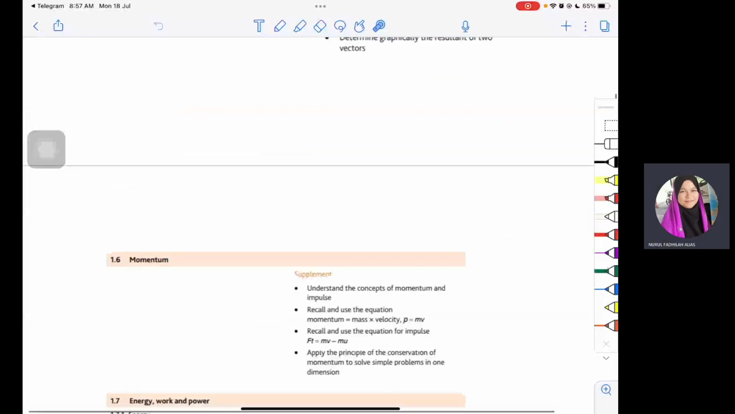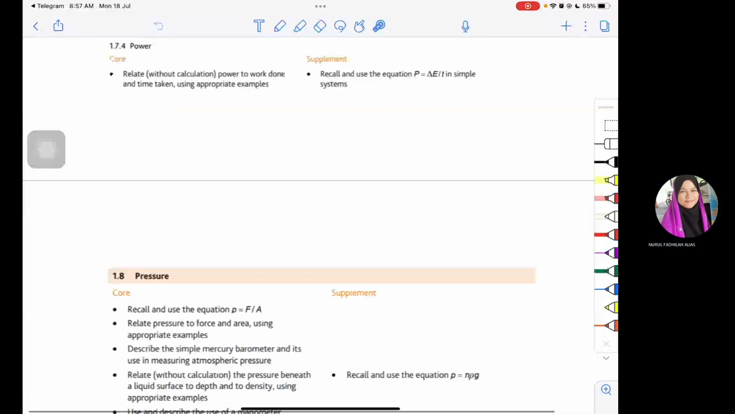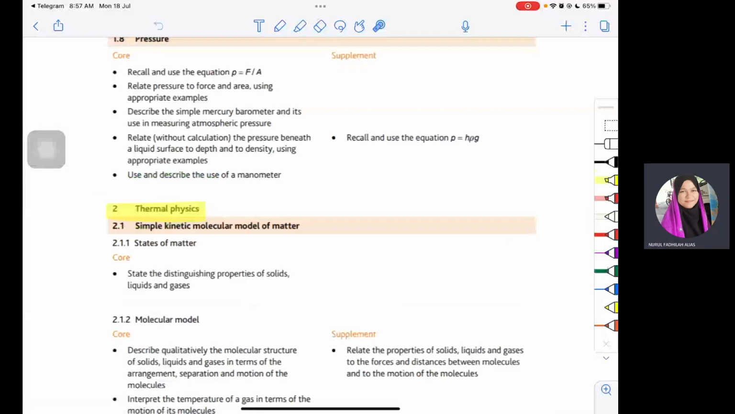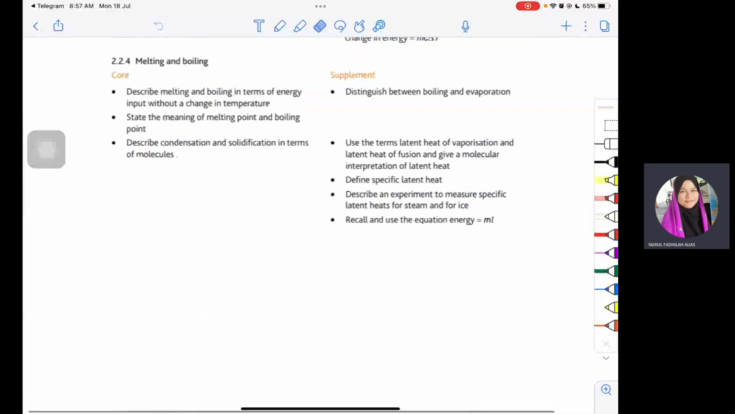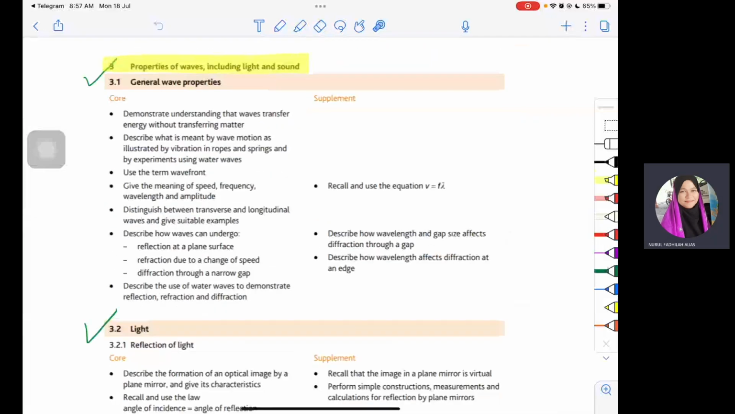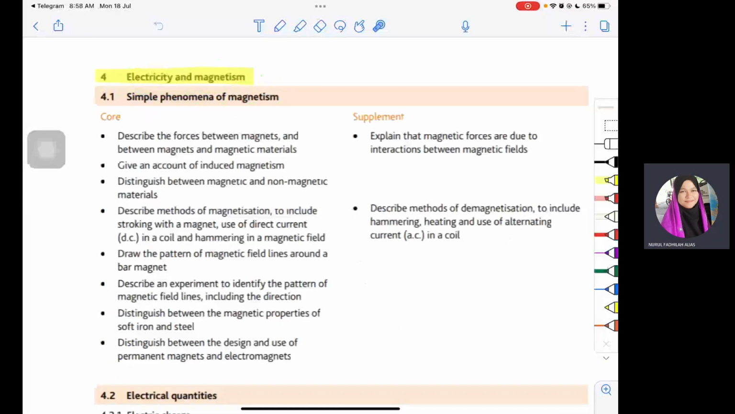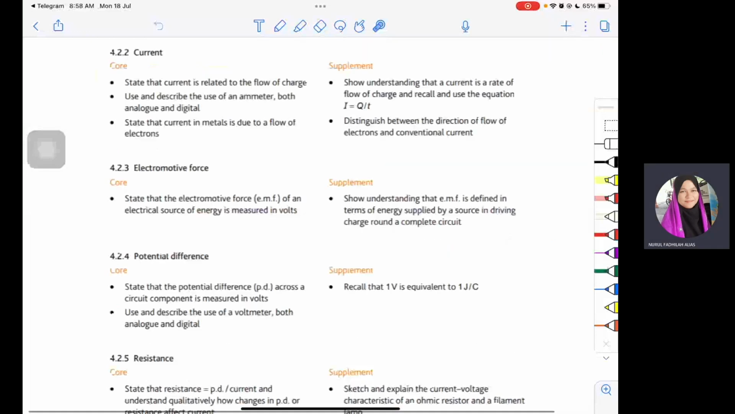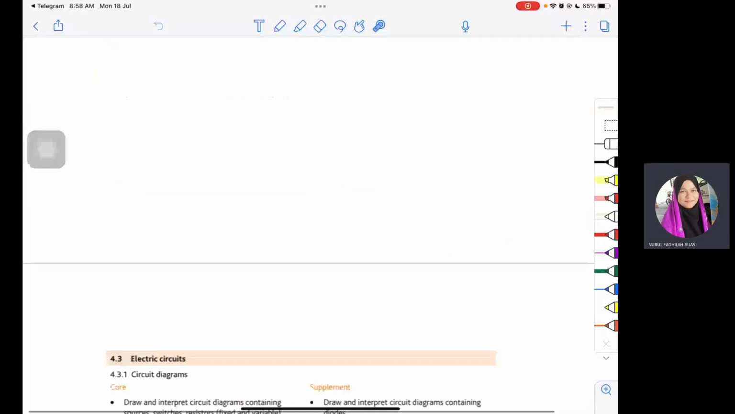Thermal physics. Okay, 3. Waves. And then number 4, yang kita baru buat hari tu. Electricity tu besar. Okay, electricity and magnetism. Maksudnya, ni simple phenomena of magnetism pun kena tahu. And so on and so forth. And lastly, atomic physics. Okay, so today atomic physics.